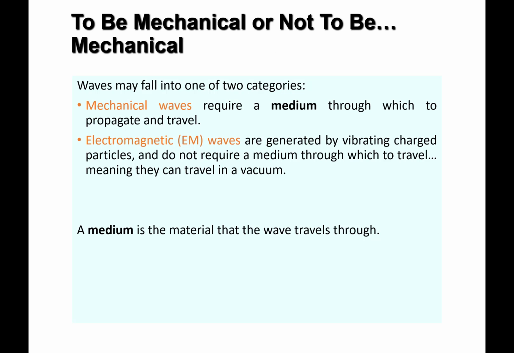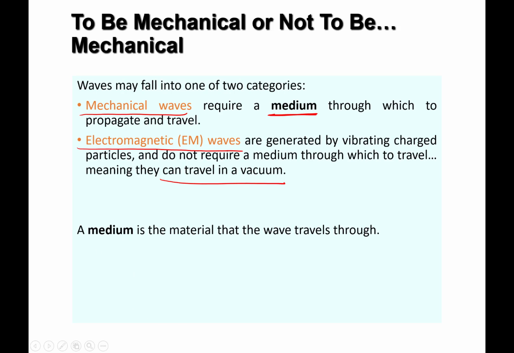We can also classify waves based on mechanical versus non-mechanical. A mechanical wave is a wave that requires a medium through which to propagate and travel. It's just something made of matter. Our main non-mechanical wave is the electromagnetic waves, also known as light. Electromagnetic waves are generated by oscillating electric charges, and they don't require a medium to travel through, which means electromagnetic waves can travel in a vacuum.